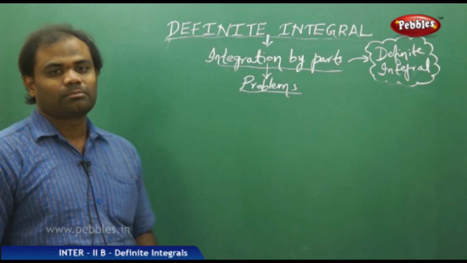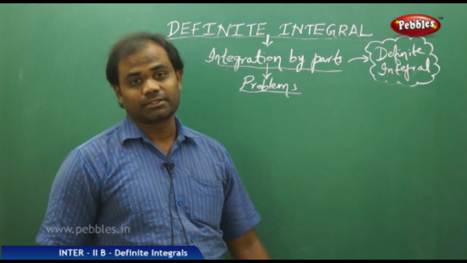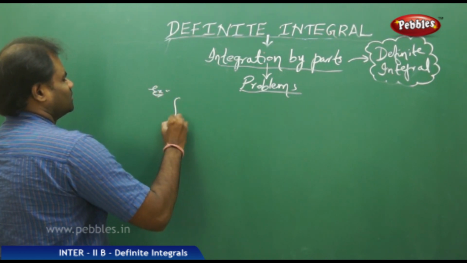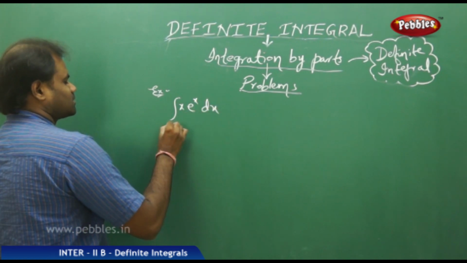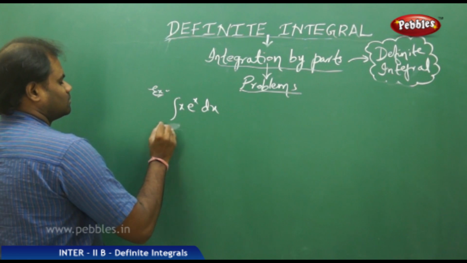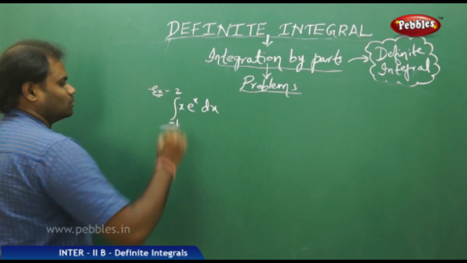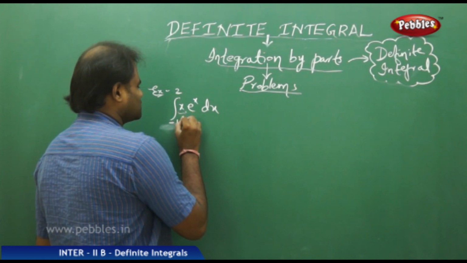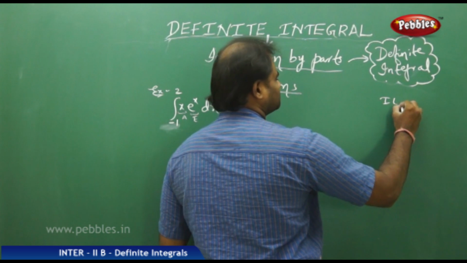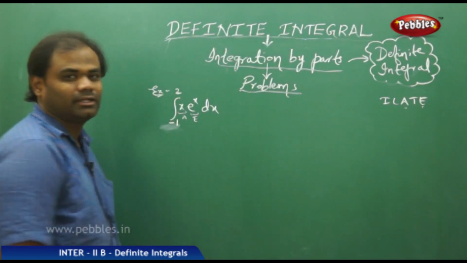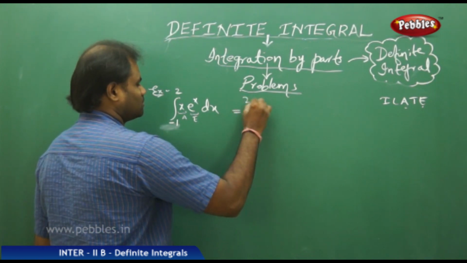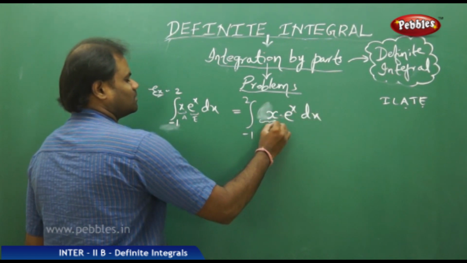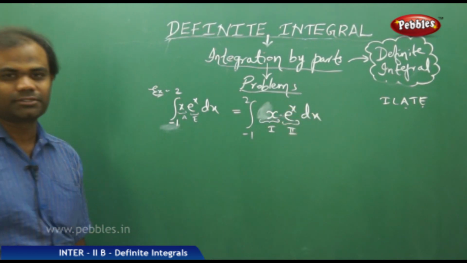Now let's see one example problem to support integration by parts for a definite integral. For example, I have to evaluate the integral of x e power x dx with limits from -1 to 2. In order to integrate this, we choose the first function and the second function, where this is algebraic and this is exponential. Algebraic comes first and e comes next, so we get x times e power x dx, where the first function is x and the second function is e power x.